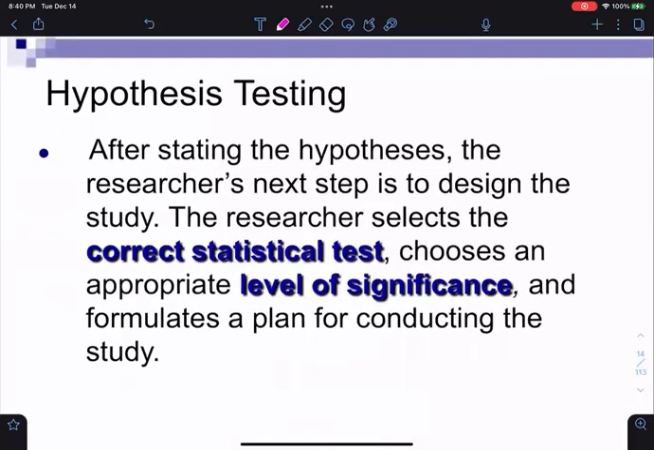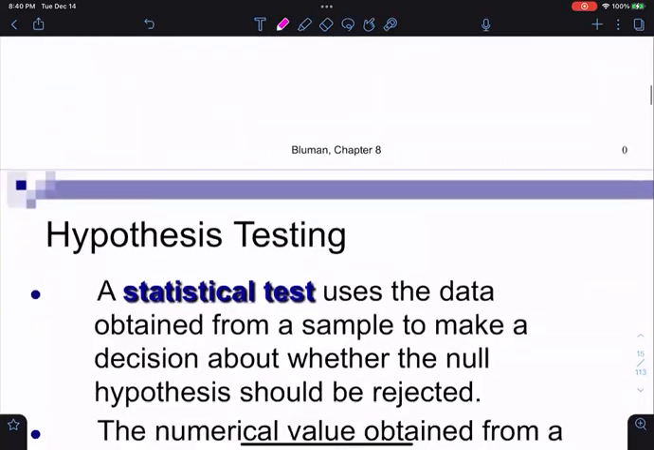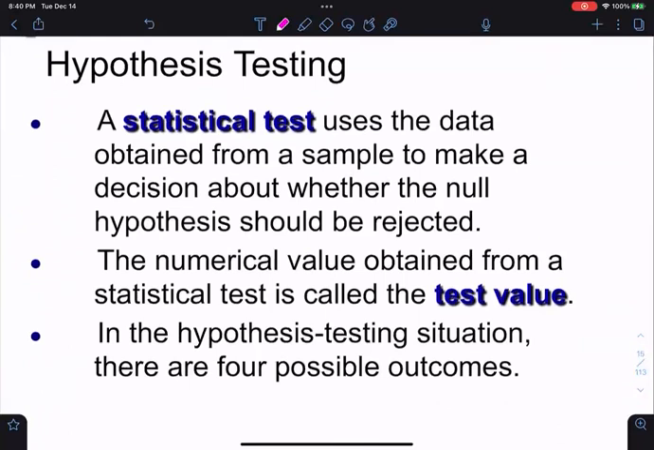After stating the hypothesis, the researcher's next step is to design the study. The researcher selects the correct statistical test, chooses an appropriate level of significance, and formulates a plan for conducting the study, right? So you can choose what test you want to use and what significance level you want to use. A statistical test uses the data obtained from a sample to make a decision about whether the null hypothesis should be rejected. The numerical value obtained from a statistical test is called a test value, right? It can be a z-test, a t-test, or a chi-square test, depending on what you're trying to reject or not reject.